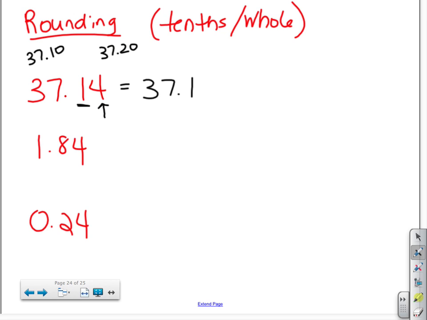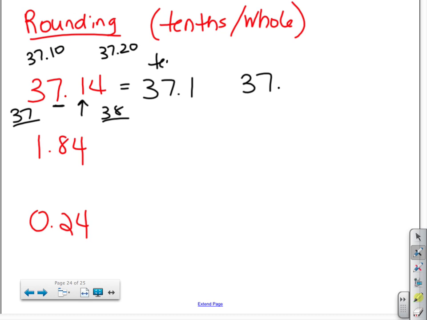Money is always the way to go if you're stuck because you have 2 years of experience with money, if not more. And decimals are much more brand new to us, okay? Same problem though. I'm going to take this same number, and now instead of being between $37.10 and $37.20, I'm between the whole number, 37, and the whole number, 38. So I'm rounding to my ones place. I'm rounding the whole. What's going to tell me what to do there is my tenths place. The 1 is going to say to let it go, and I'm going to round to the whole number, 37.